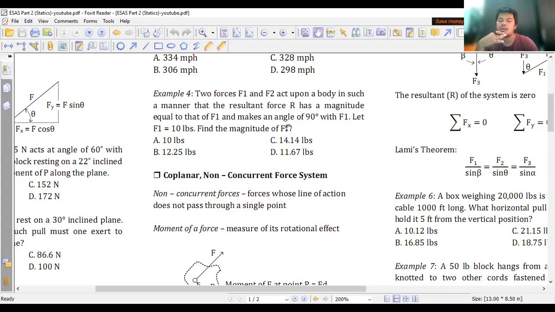However, the direction of F1 is said to be 90 degrees with respect to the resultant force. The resultant force R has a magnitude equal to F1, and it makes an angle of 90 degrees with F1. We are asked to calculate the magnitude of F2. The best way is, of course, to draw the free body diagram. Let us proceed.